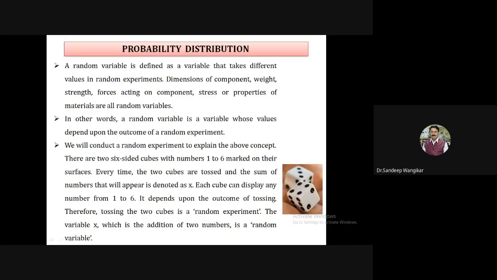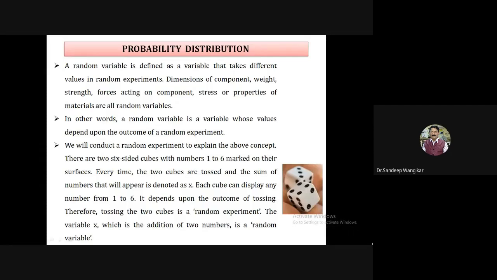Dimensions of a component, weight, strength, forces acting on the component, stress or properties, all are random variables. So dimensions, weight, then strength, the different forces acting, the stress and its properties, all are random variables. In other words, a random variable is a variable whose value depends upon the outcome of a random experiment.